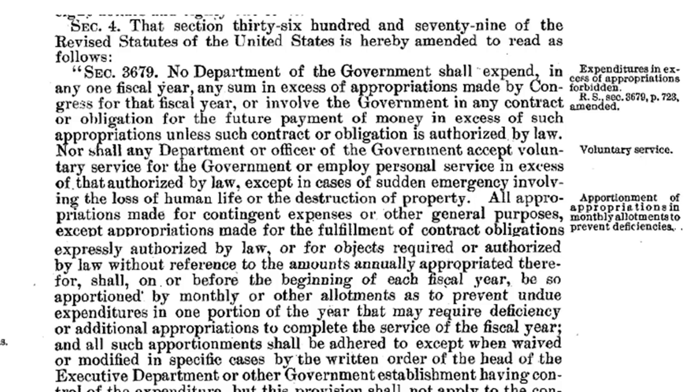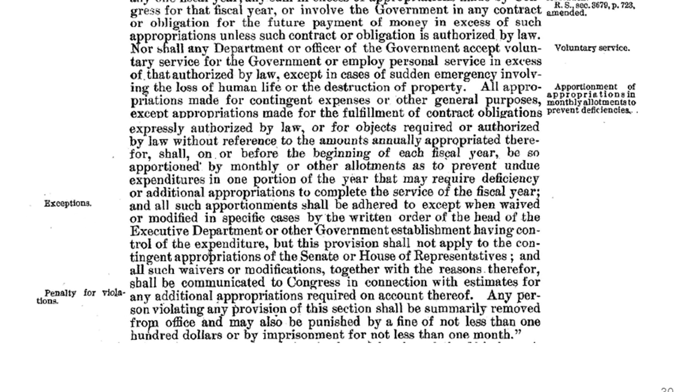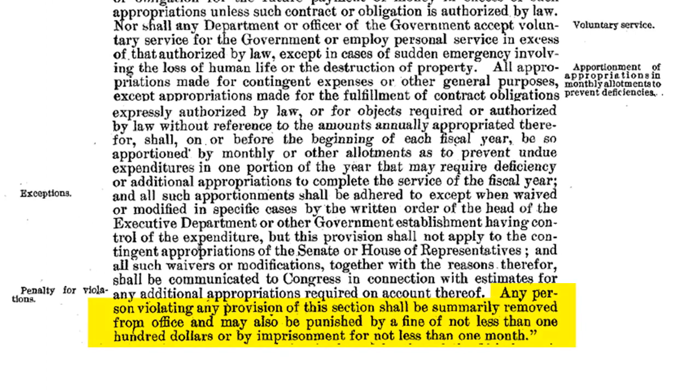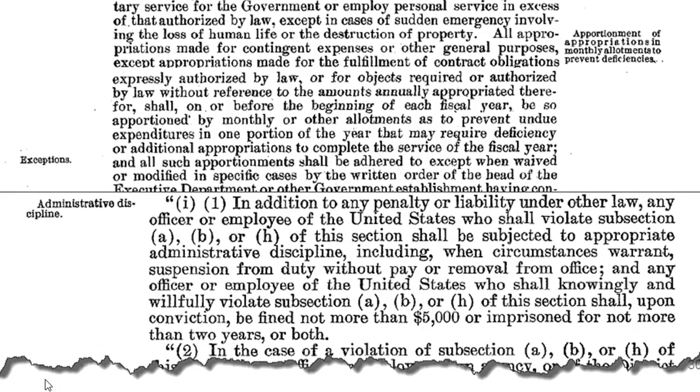Congress felt so strongly about these anti-deficiency requirements that they also amended the original 1870 Anti-Deficiency Act in 1905 to add civil and criminal penalties if they were violated. Civil penalties, such as loss of a job, might be imposed, or if the violation was intentional, criminal penalties, such as a fine of $100 or a month in jail, could occur. In 1950, these penalties were increased to $5,000 and up to 2 years in jail.